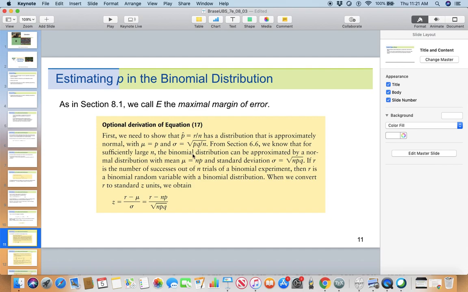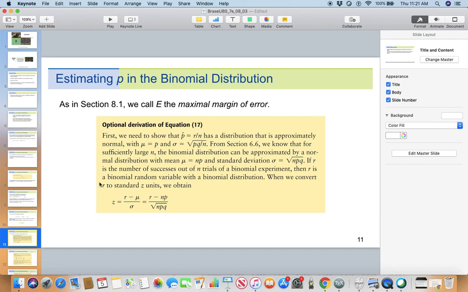From section 6.6, we know that for sufficiently large N, the binomial distribution can be approximated by a normal distribution. Mu is NP. Standard deviation sigma is square root NPQ. The binomial distribution can be approximated by a normal distribution with this mean and this standard deviation. If R is the number of successes out of n trials of a binomial experiment, then R is a binomial random variable with binomial distribution.